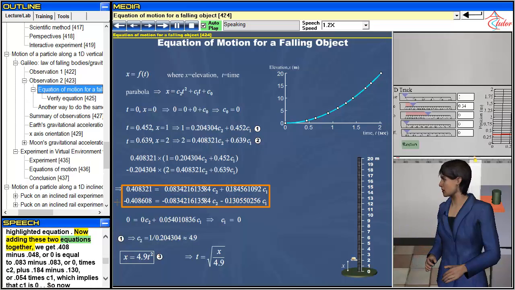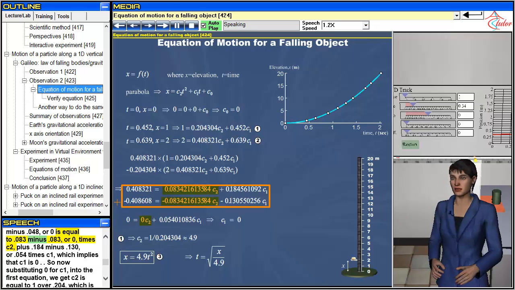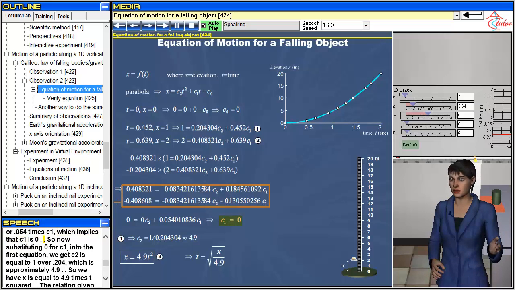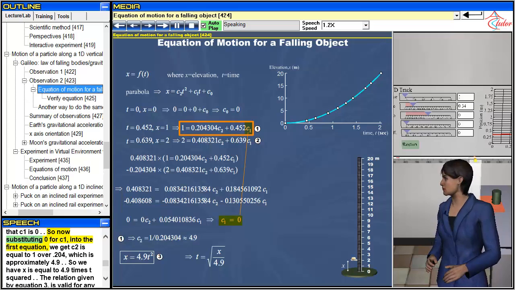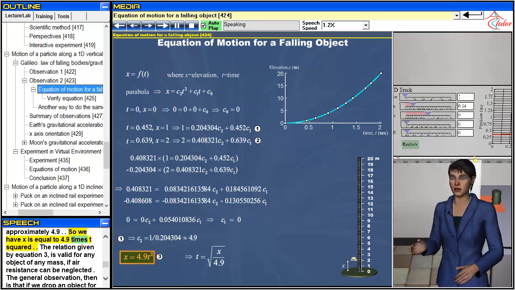Now adding these two equations together, we get 0.408 minus 0.048, or 0, is equal to 0.083 minus 0.083, or 0, times c2, plus 0.184 minus 0.130, or 0.054 times c1, which implies that c1 is 0. So now substituting 0 for c1 into the first equation, we get c2 is equal to 1 over 0.204, which is approximately 4.9. So we have x is equal to 4.9 times t squared.